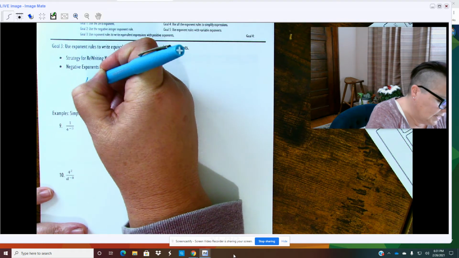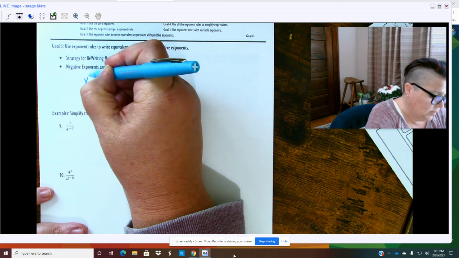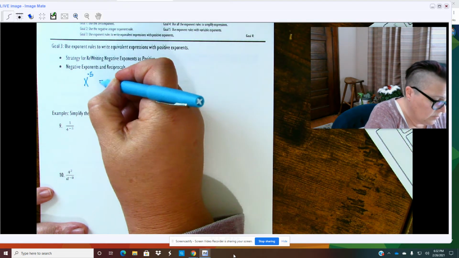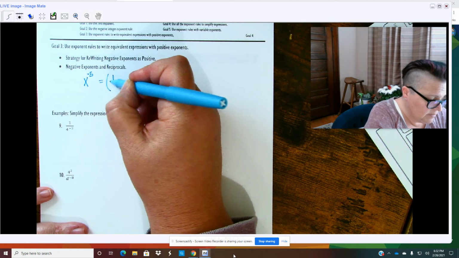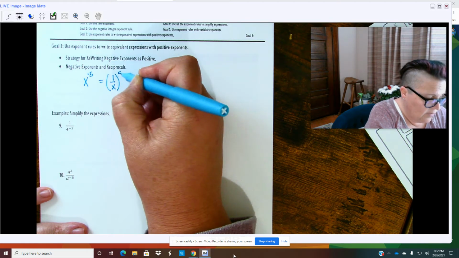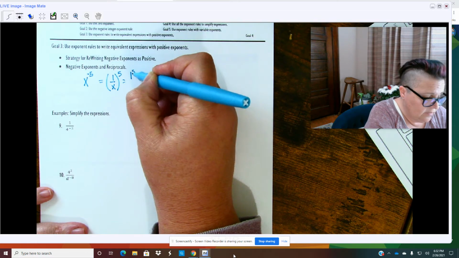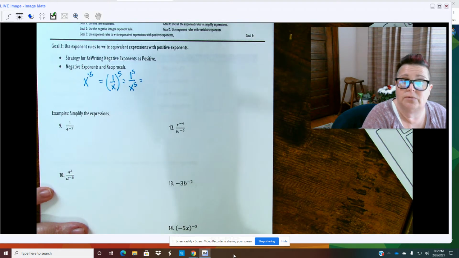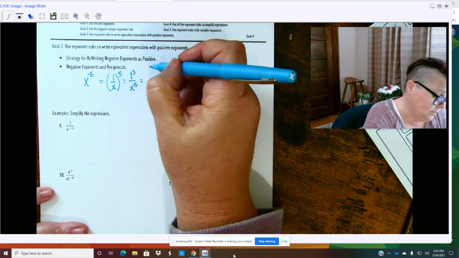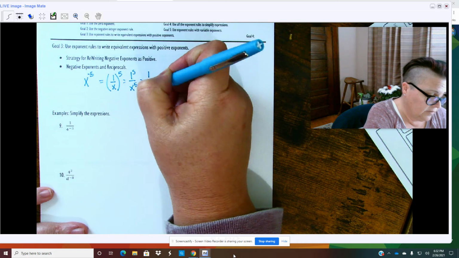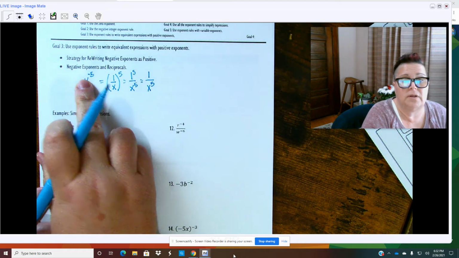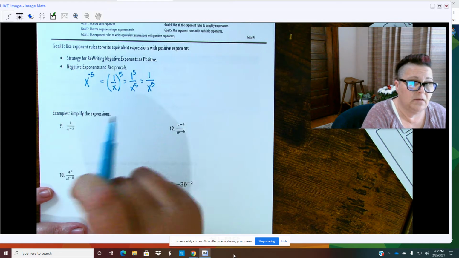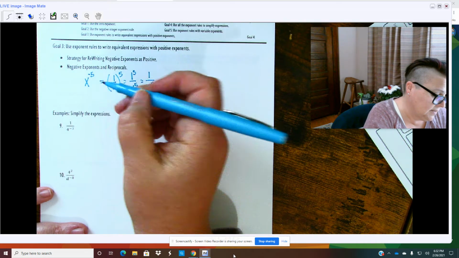If you have, let's say, an x to a negative exponent, let's say x to the negative fifth, right? One of the things you can remember is to use the reciprocal. This is the same as 1 over x to the fifth, which would be 1 to the fifth over x to the fifth. 1 to the fifth is 1 times 1 times 1 times 1 times 1, which is just going to be 1. And x to the fifth is x to the fifth, right? Notice, reciprocal. When I use the reciprocal, the negative goes away.